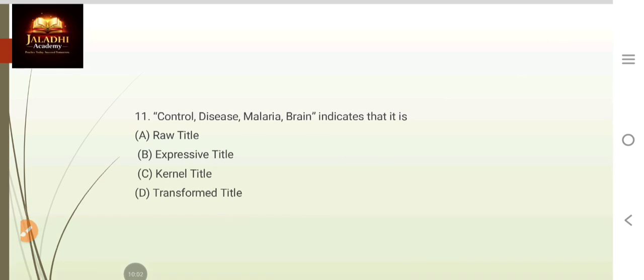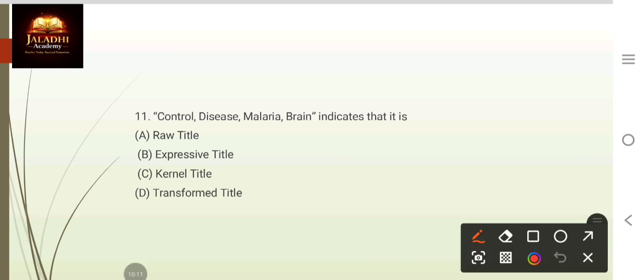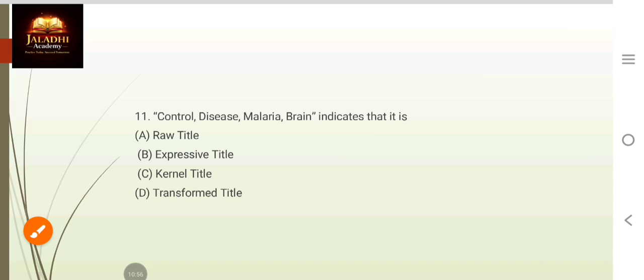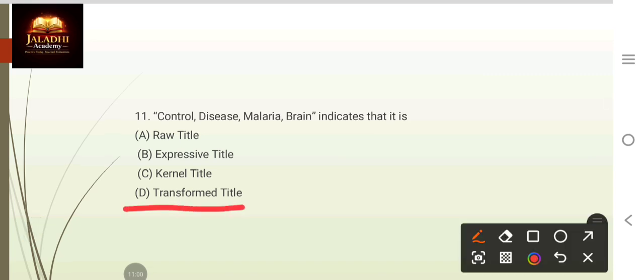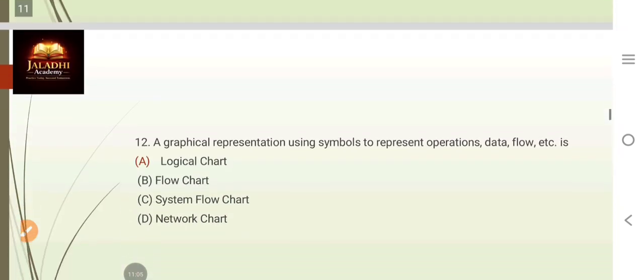Next: the title "Control of Disease Malaria Brain" indicates which kind of title? Raw title is for the original form. Expressive title is for full sentences, and here there are no full sentences. Kernel title is for the idea only. So these options are wrong. The transform title is where words are rearranged in a structured form. This title is a transform title, where the words are rearranged. So the correct answer is transform title, option D. Clear? Next, move to the 12th question.